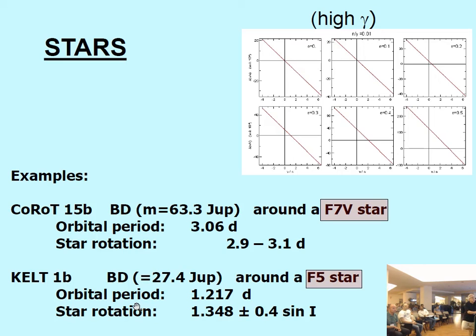What we see from the observations is that the orbital period and the star rotation are practically the same. Here, the orbital period is 1217 and the star rotation 1348, but there is one sin i that is unknown in this case. We also have two numbers that are very close to each other. So we are seeing two examples of bodies whose rotation has been synchronized by the tides due to a very heavy companion. In the two cases, it's a brown dwarf.